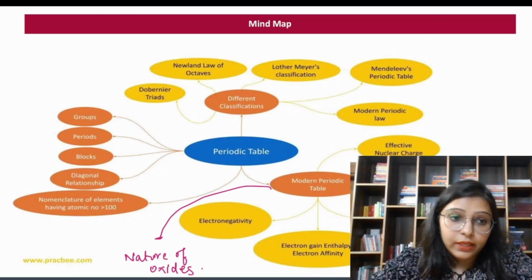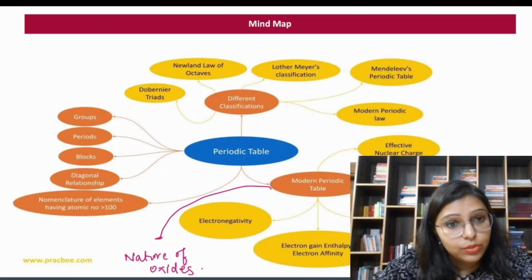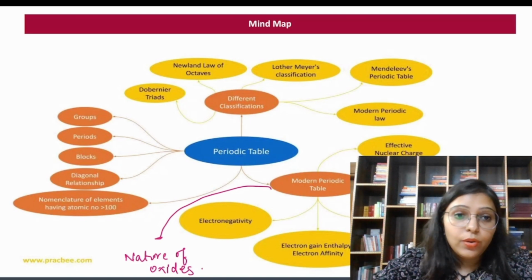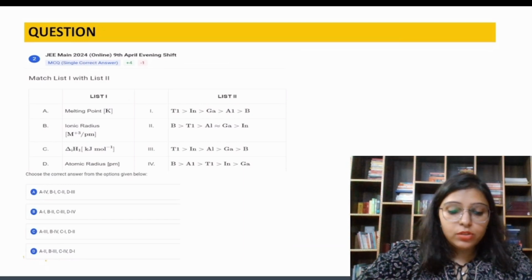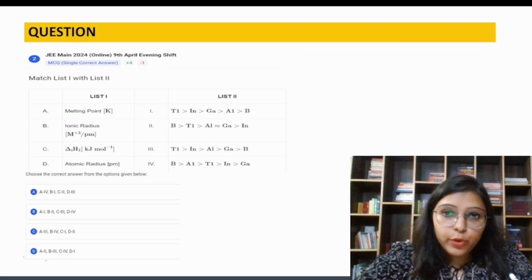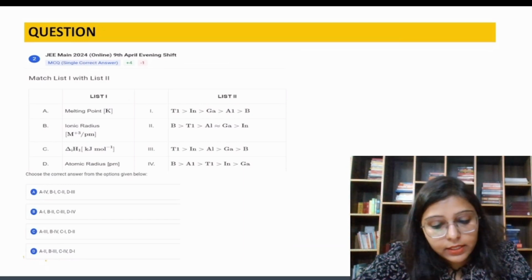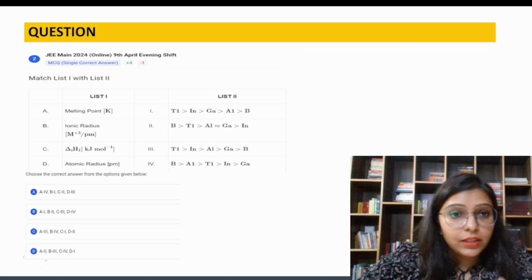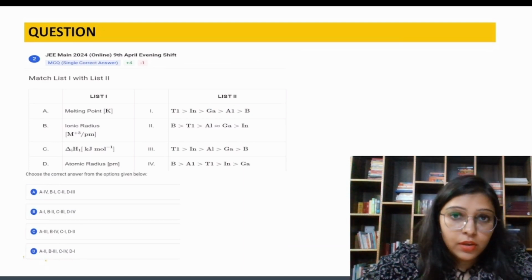I hope I am clear. Now we can start doing the questions. So let's do question number 1. Match list 1 with list 2. A is the melting point, B is the ionic radius, third is the ionization enthalpy, and the fourth is the atomic radius. So we have to match list 1 with list 2.